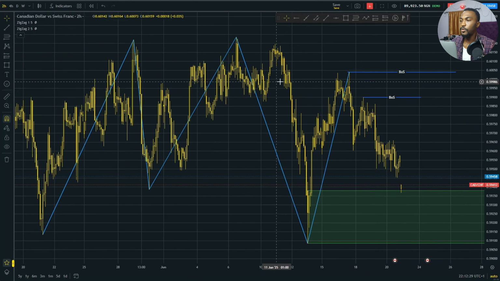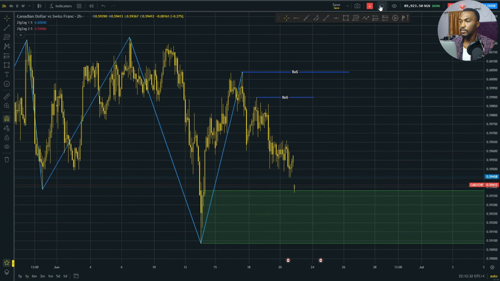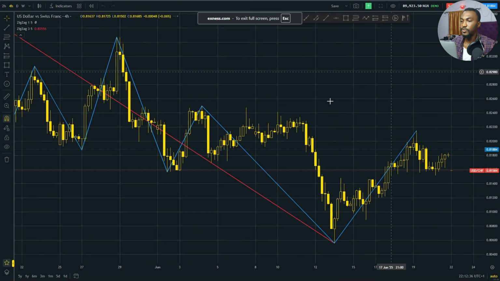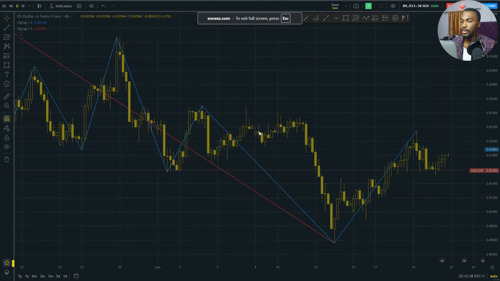So we're waiting for this to happen. Break, retest, and we'll move. Next is the US dollar Swiss franc. We're going to check out the daily.